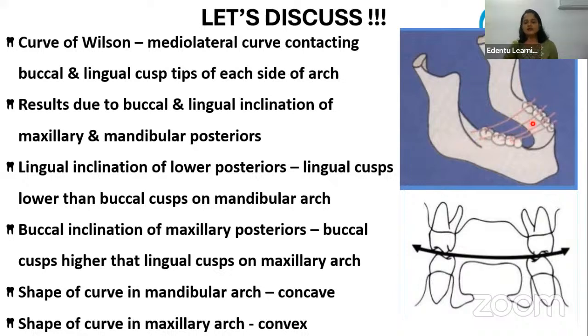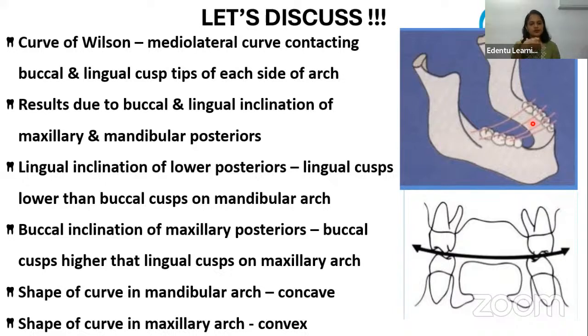Why is this Wilson curve there? Because it is due to the buccal and lingual inclination of the maxillary and mandibular posteriors. Our lower posteriors will be a little bit lingually inclined, and our upper maxillary posteriors will be a little bit buccally inclined. Because of the lingual inclination of the lower posteriors, the lingual cusp will be placed at a little bit lower position when compared to the buccal cusp in the mandibular arch. In the maxillary arch, the posteriors will be a little bit buccally placed, so their buccal cusps are usually higher than the lingual cusps.